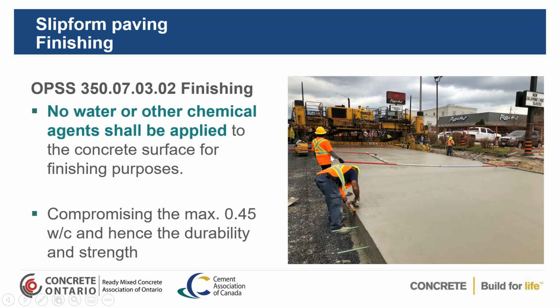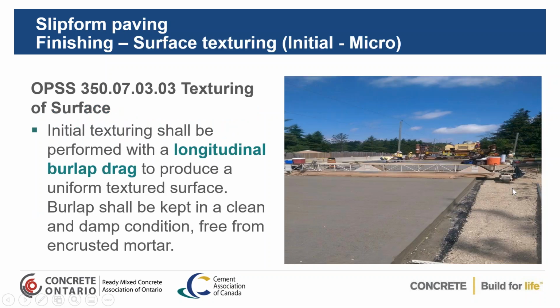Now you'll see finishing here, you'll see that burlap drag originally. Then this guy has got a bull float, so he's smoothing out that concrete. Then there's a highway scraping straight edge that's taking all the high points and then filling in the low points to make sure that you have a very smooth concrete pavement surface.